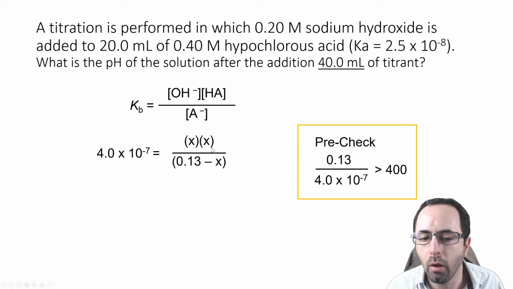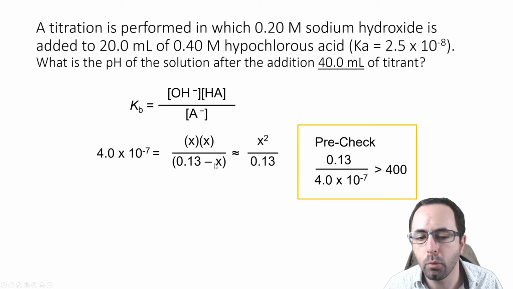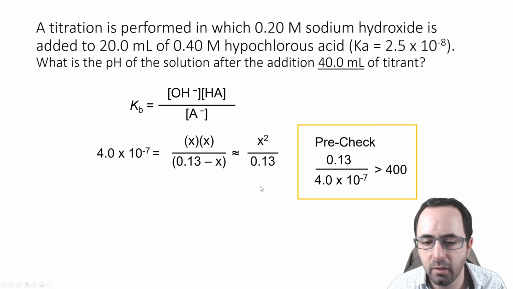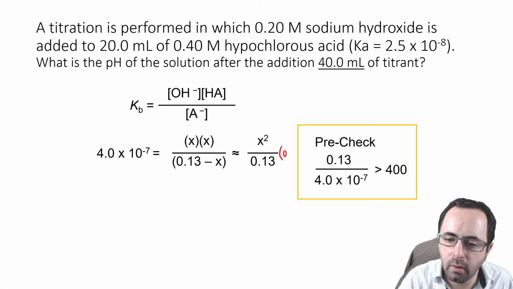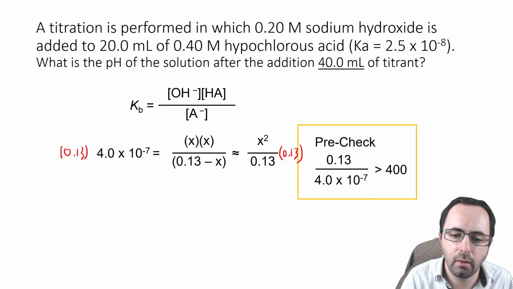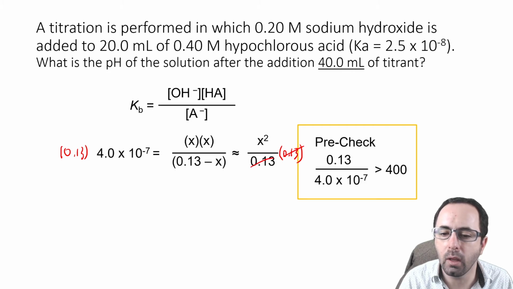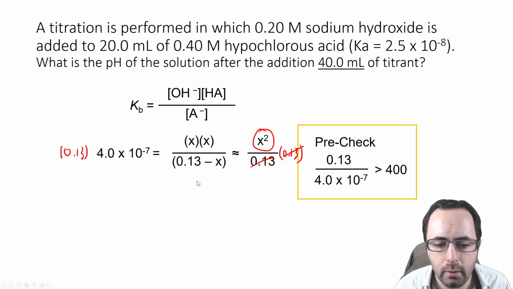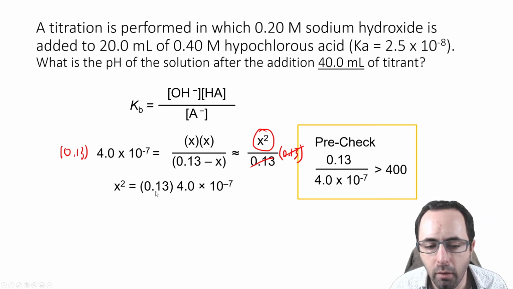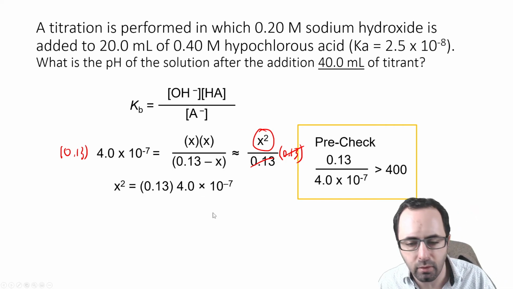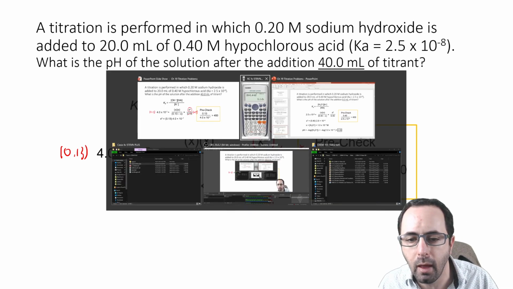So on the top, we'll call this x squared. On the bottom, we'll say 0.13 minus x is about the same as 0.13, because x will be small. Now we multiply both sides times 0.13 to solve for x. That will cancel, and we get x squared equals 0.13 times 4.0 times 10 to the minus 7. To solve for x, we multiply these and then take the square root of both sides. So let's do that.